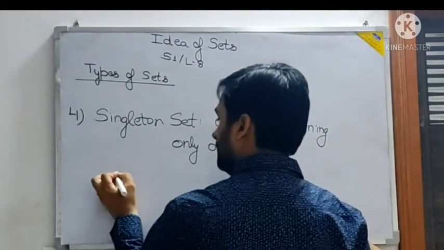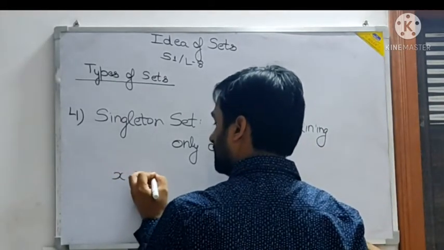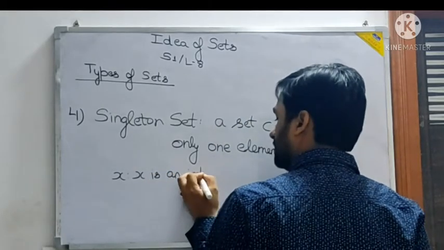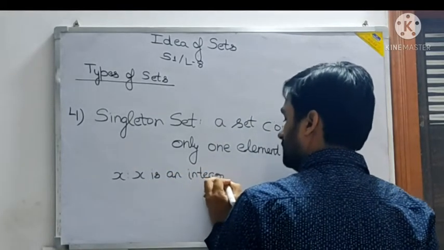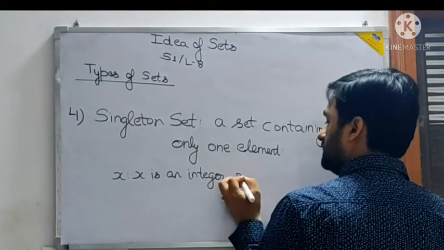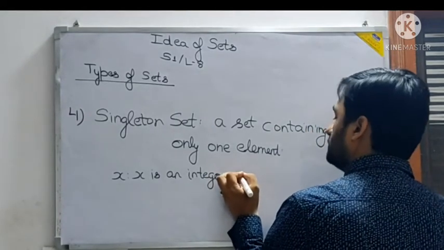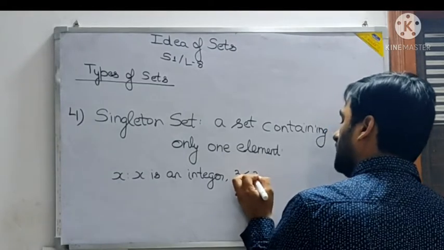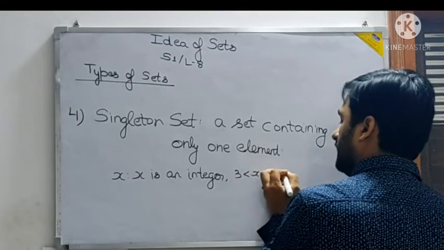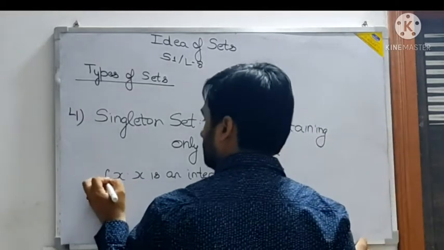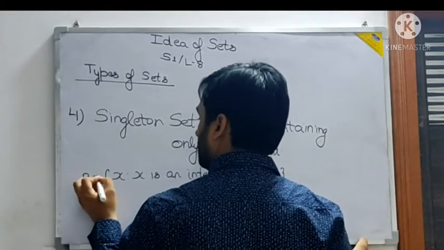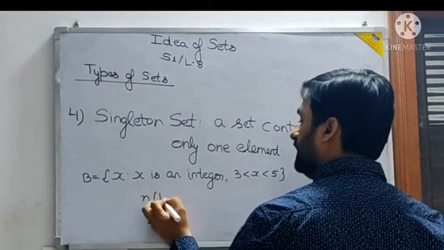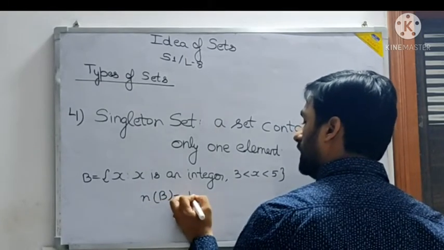Example: x such that x is an integer, x is more than 3 and less than 5. So what will be the integer then? 4 will be there. So n of B is equal to 1.